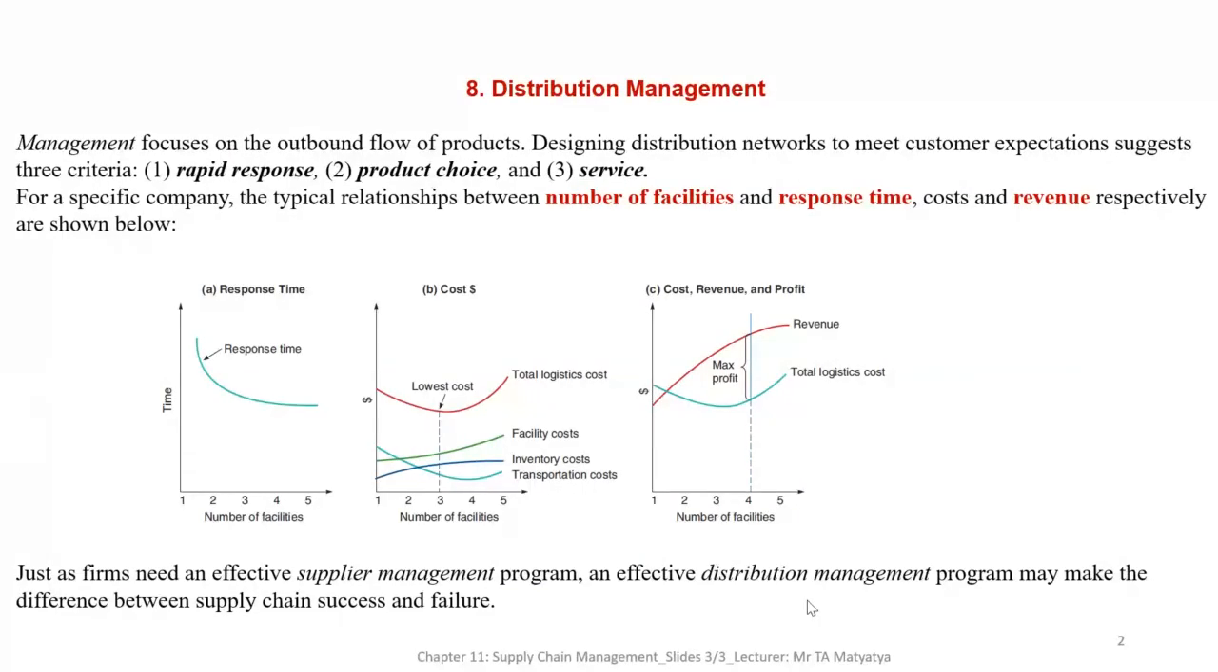Okay, distribution management. Distribution management focuses on the outbound flow of products, designing distribution networks to meet customer expectations, using three criteria: rapid response, product choice, and service. For the specific company, the typical relationship between number of facilities and response time, cost, and revenue, respectively, are shown below.